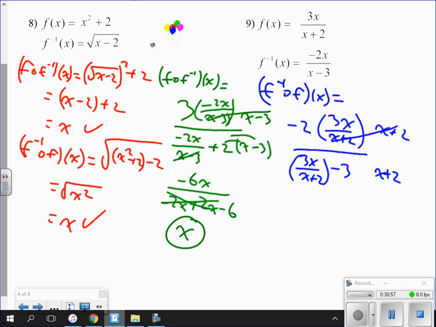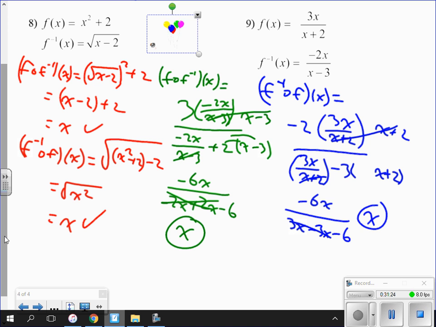These two cancel. Negative 2 times 3x is a negative 6x. This cancels. So I get 3x. And then I have negative 3 times x plus 2 gives me negative 3x minus 6. Ooh, looky, looky. My 3x and minus 3x cancel. Negative 6x over negative 6 gives me x. It works.